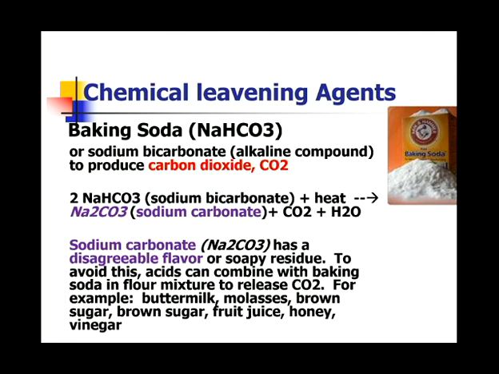To avoid this, we have to combine it with an acid. Because the acid will combine with the baking soda to release the carbon dioxide. And what kind of acid do we use? We have some natural acids. If the recipe calls for cranberry juice, cranberries, molasses, brown sugar, buttermilk, sour fruit juice, honey, vinegar, any of the acidy ingredients you add to it will be fine. Because then you have acid and alkali together to form salt, which is okay. It does not have a soapy taste.